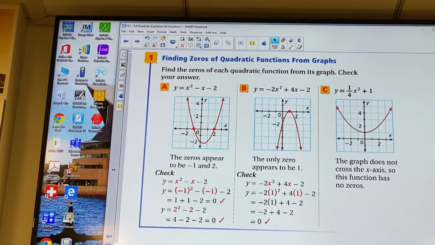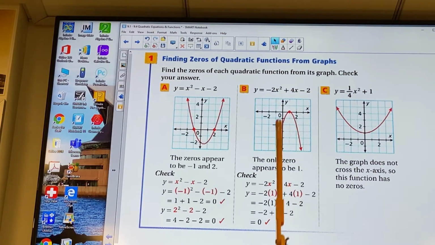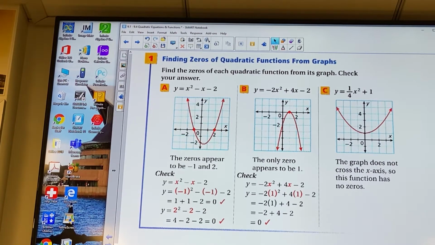It's that easy. Now, what happens if the vertex of the parabola is on the x-axis? Then there's only going to be one zero of the function. And that's in this kind of case. Look, it's -2x squared plus 4x minus 2. The graph of that looks like this, right? What are the zeros of that function? Well, they're wherever the graph crosses the x-axis. It only crosses the x-axis at one point right there, and that's the point 1. So 1 is going to be the zero of the function.